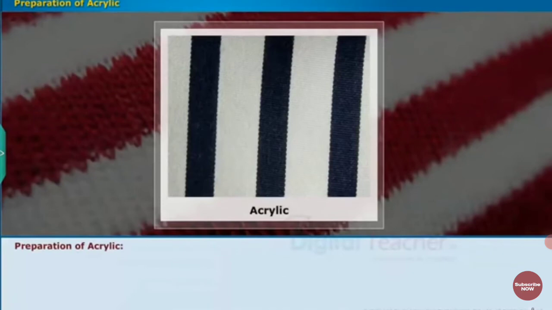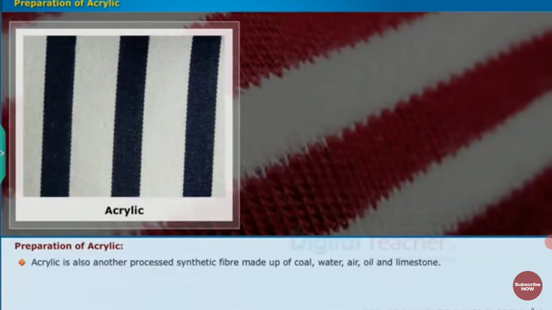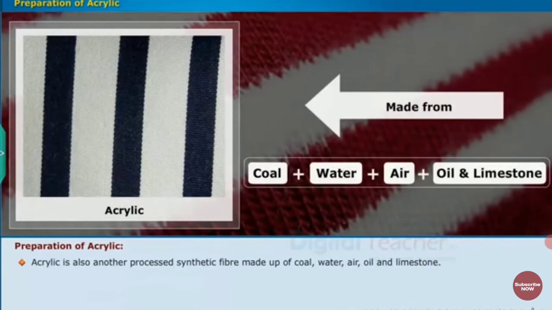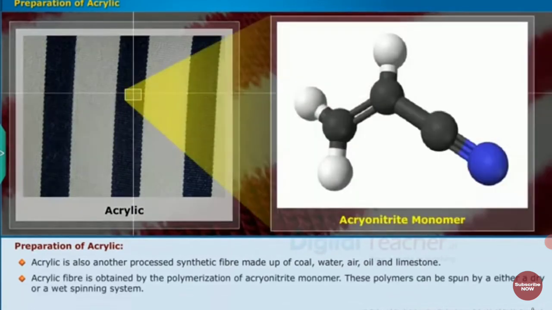Let us now discuss how acrylic is prepared. Acrylic is also another processed synthetic fiber made from coal, water, air, oil and limestone. Acrylic fiber is obtained by the polymerization of acrylonitrile monomer. These polymers can be spun by either a dry or a wet spinning system.